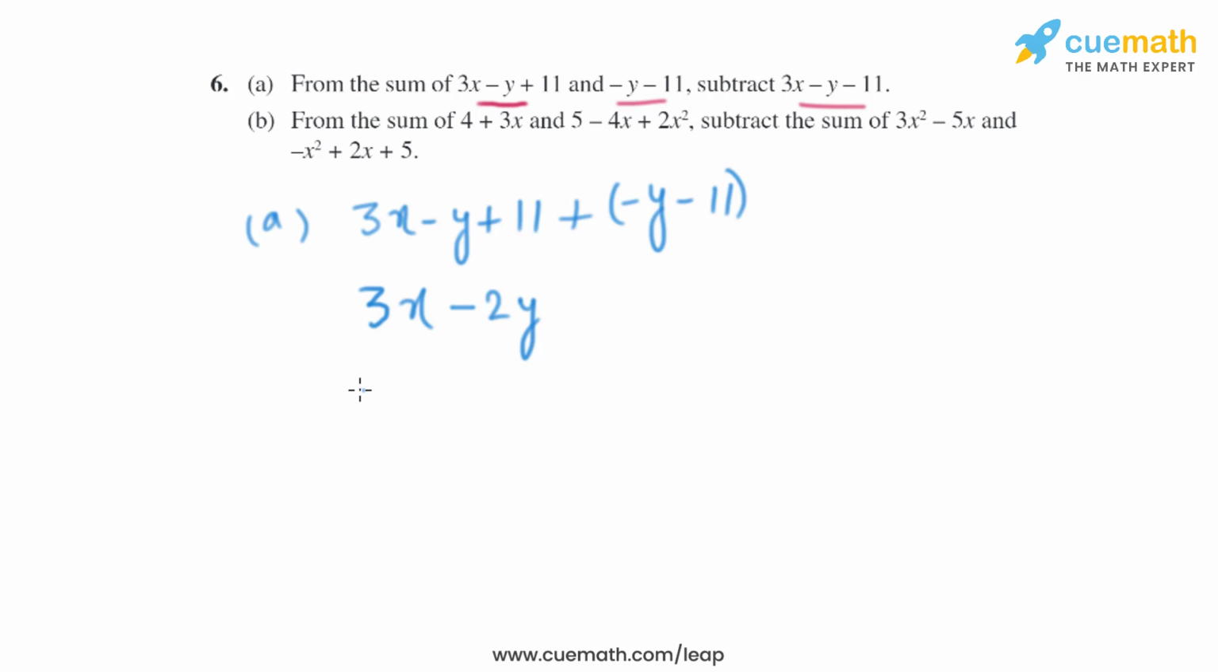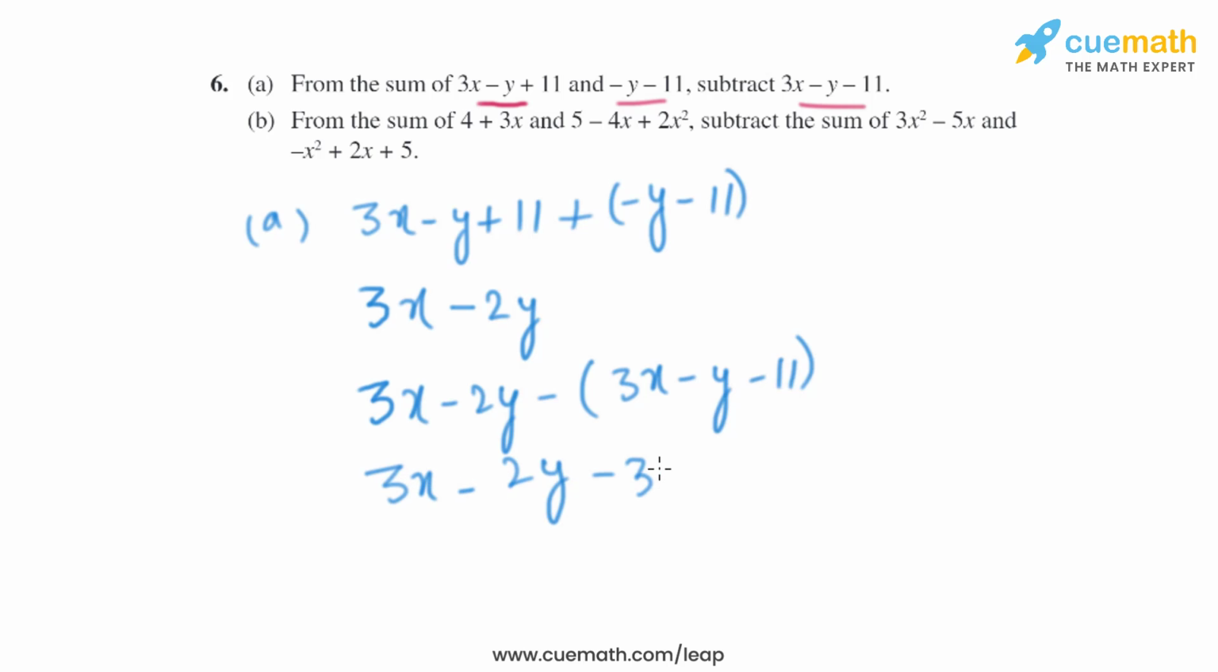Now from this expression which we have got, 3x minus 2y, we have to subtract 3x minus y minus 11. So when we remove the bracket, the sign will change. It will become 3x minus 2y minus 3x plus y and plus 11. So plus 3x and minus 3x will be 0, and minus 2y and plus y will give us minus y and plus 1. So this is what we will get when we add and subtract these terms.